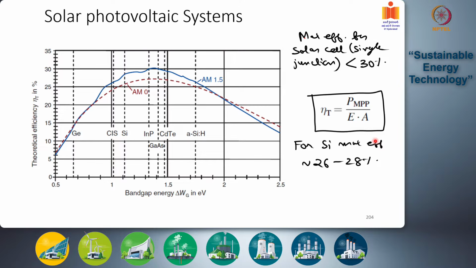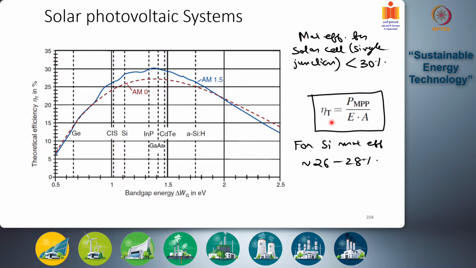In the previous class, we discussed the solar cell efficiencies, and we saw that the maximum efficiency of solar cells ranges from around 26 to 28% for silicon and around 30% for cadmium telluride, indium phosphide, or gallium arsenide type solar cells. And the efficiency curve for typical solar cell radiation for different semiconductor materials is given by this figure, with which we ended the last class.